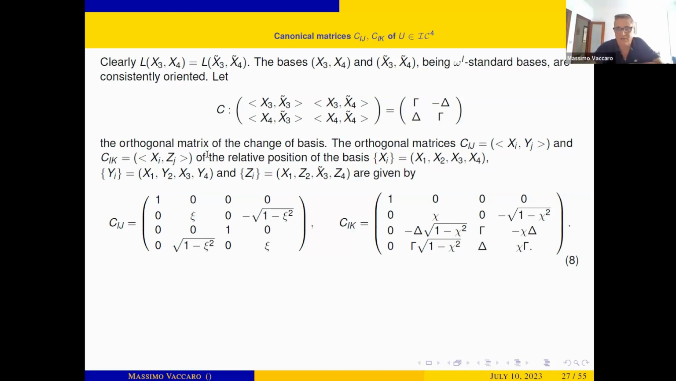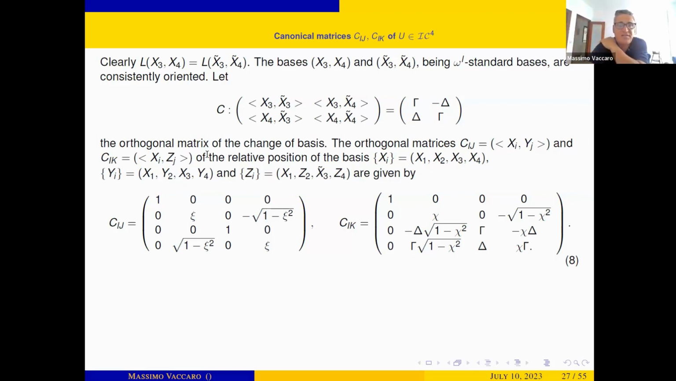What are gamma and delta? Let's say from the beginning, this is important. Let's say that this subspace, the linear span of x3, x4, this 2-plane, and the linear span of x3, x4, x3 tilde, x4 tilde are the same.